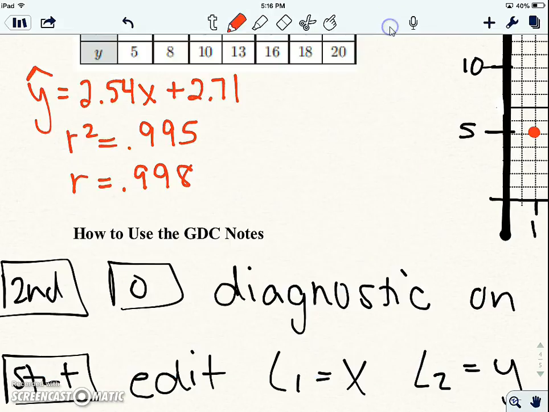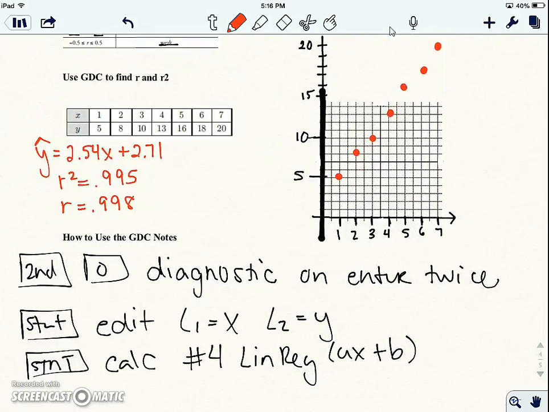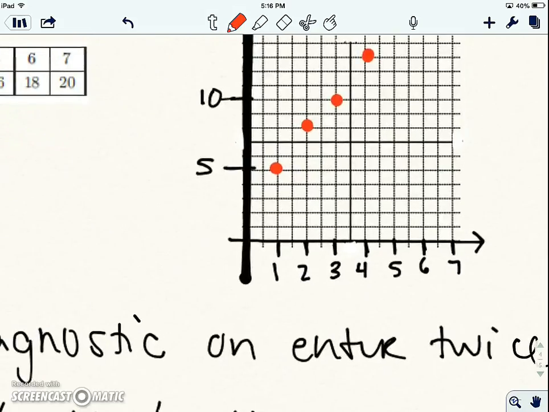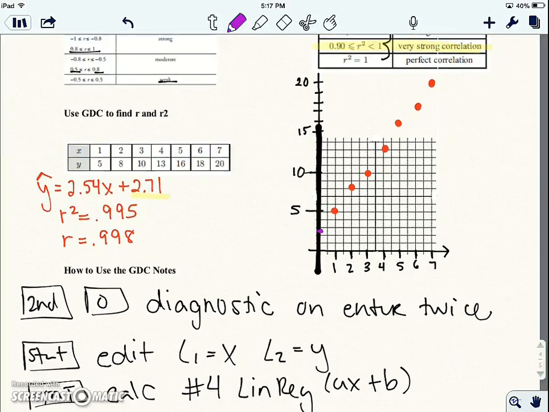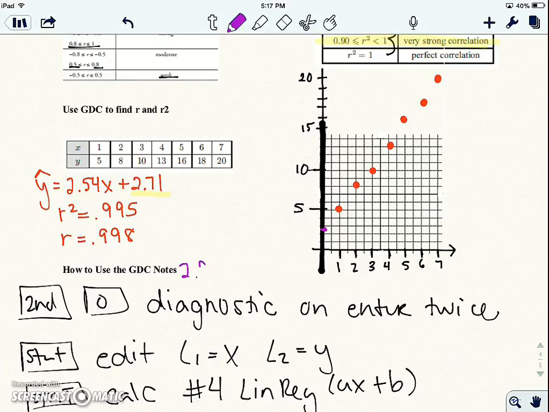But let's just talk about this quickly. So here is our equation. And if we plugged in, we could see that the y-intercept is at 2.71, right about here. And let's go ahead and plug in another point. I'm going to plug in 5. I'm going to see what the predicted value is if I plug in 5.